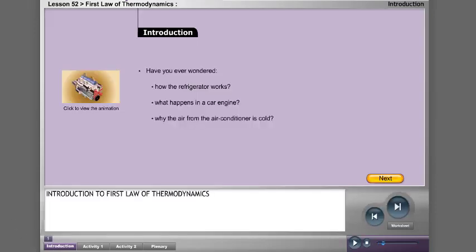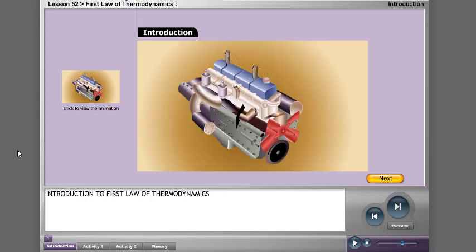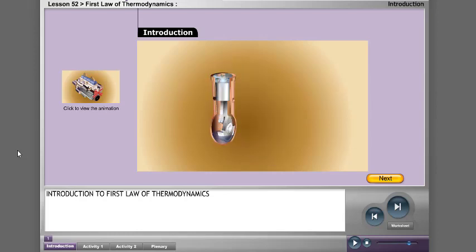Introduction to First Law of Thermodynamics. Have you ever wondered how the refrigerator works? What happens in a car engine? Why the air from the air conditioner is cold?